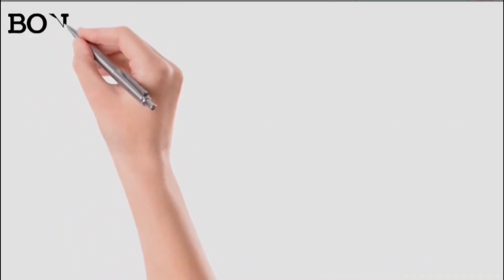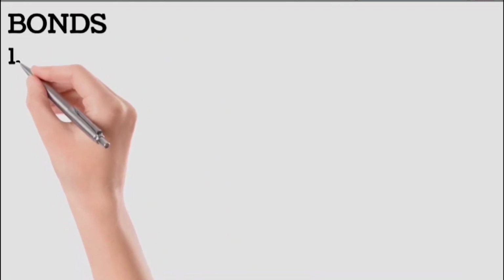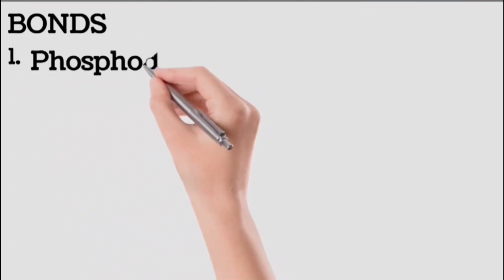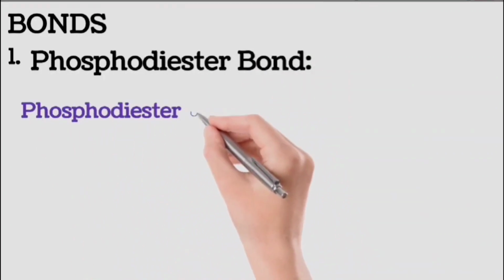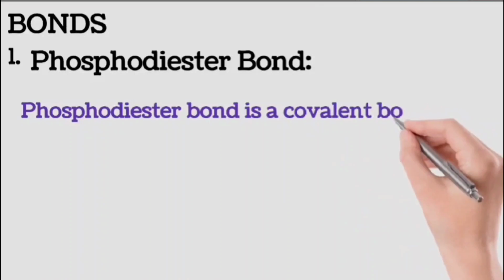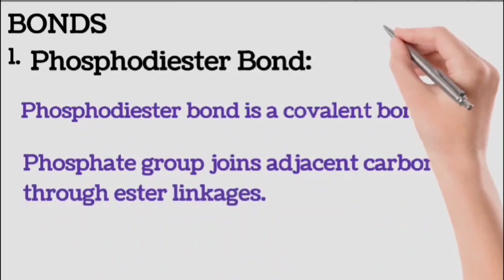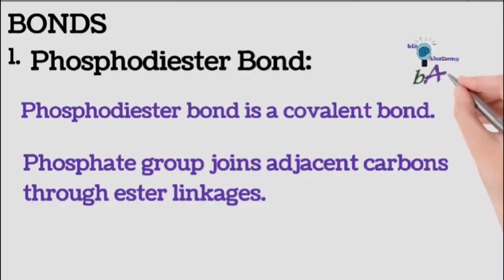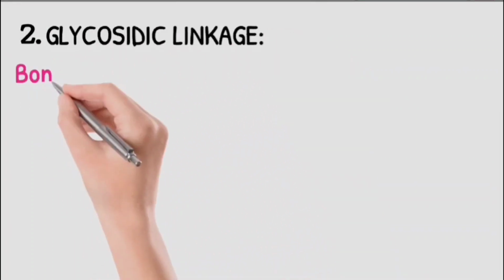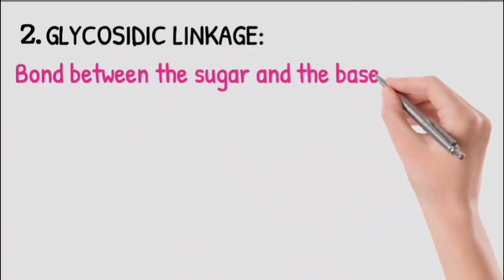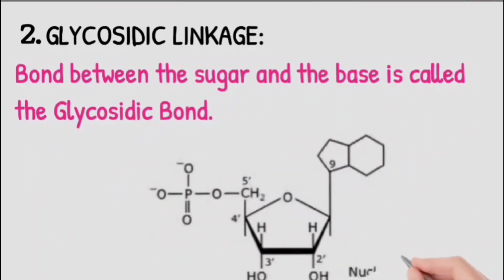Bonds or connections we can identify in a nucleotide and nucleic acid link the nitrogenous base, phosphate, sugar, etc. One type of bond is the phosphodiester bond, which is a covalent bond. You can see the bond in a nucleotide structure in the next slide. Now the glycosidic bond, which is a connection between sugar and nitrogenous base. You can see in the diagram which is a glycosidic bond.